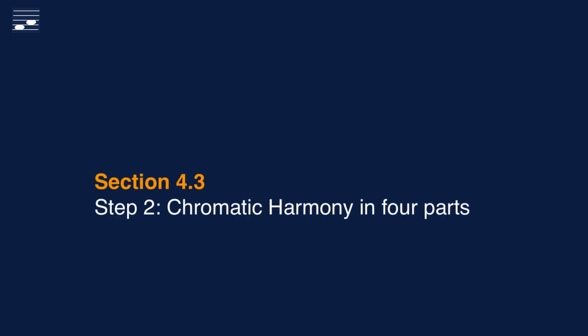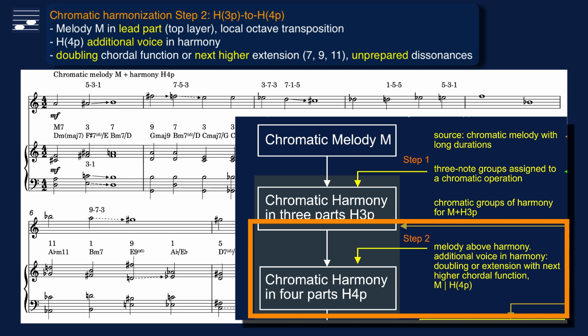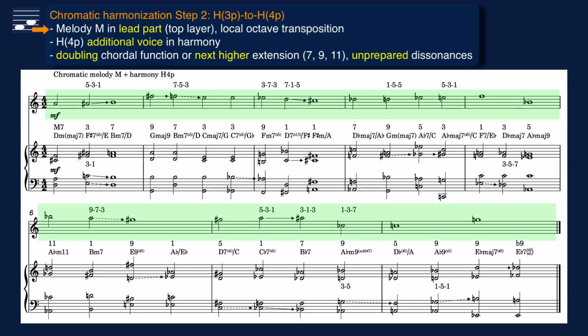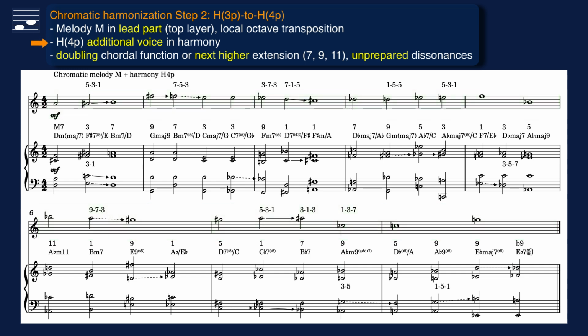In the second step, which is a lot simpler than step 1, we add another voice to the chromatic harmony setting. Schillinger wants the melody M above the harmony, as a top layer so to speak. Note that I used occasional octave transposition to create a sufficiently wide interval between melody and the existing 3-part harmony. Then we add a fourth voice to the harmony.